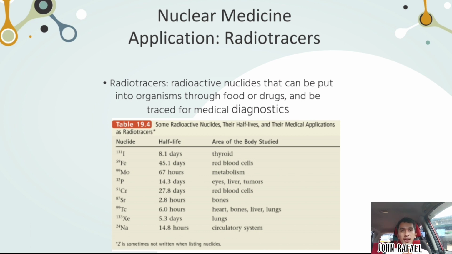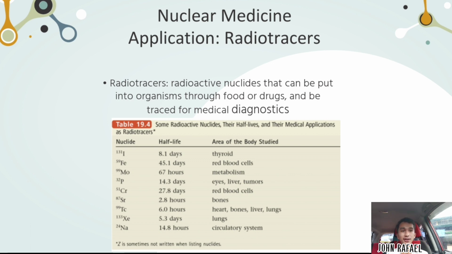Next is nuclear medicine application. Radio tracers. So, what are radio tracers? Radio tracers are radioactive nuclides that can be put into an organism through food or drugs and be traced for medical diagnostics. So, here are some radioactive nuclides, their half-lives and their medical application as radio tracers. The number before the symbol is the mass number. So, iodine 131 has 8.1 days of half-life, and the area of the body studied is the thyroid.